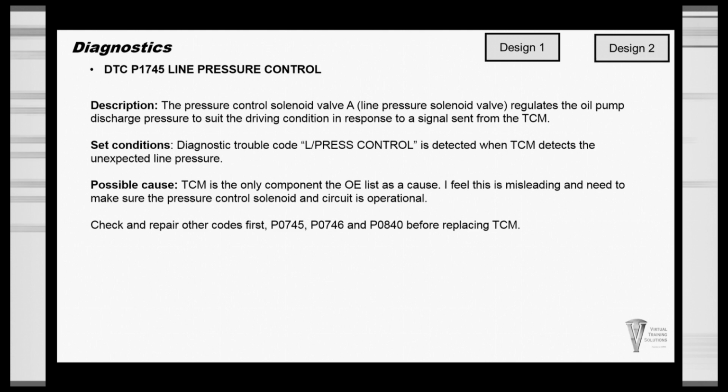We're going to be wanting to check in the line pressure control circuit, solenoid, and confirm powers and grounds and everything to the TCM before we replace the TCM. So this code, in my opinion, is very misleading. Have to diagnose the rest of the other codes before you can diagnose this code.